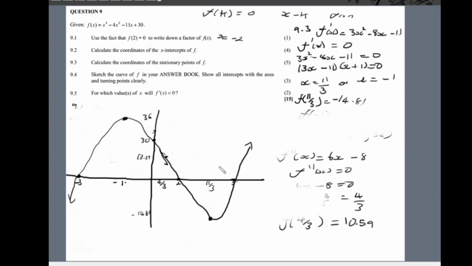So my graph will look like that. So I have my turning point, I have my x-intercepts, I have my y-intercept, I have my point of inflection, and my other turning point. So this is the shape, and I have indicated all the critical points, right? And then we can go to 9.5.